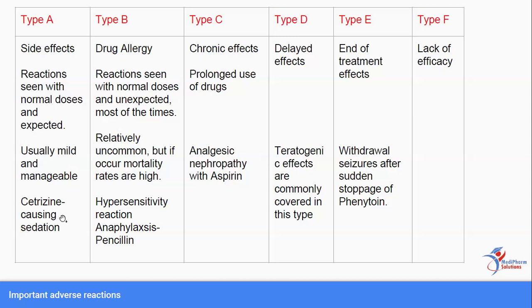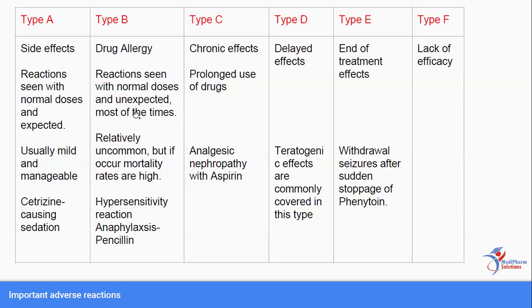Say for example, cetirizine. Cetirizine can cause sedation. Instead of cetirizine, we can use other H1 antihistaminics like diphenhydramine. It has a potential to cause sedation. So once we know that this drug can cause sedation, but if we have a cold, we preferably take cetirizine because it is going to relieve our stress a lot rather than causing sedation. So these types of adverse effects are called type A adverse effects.